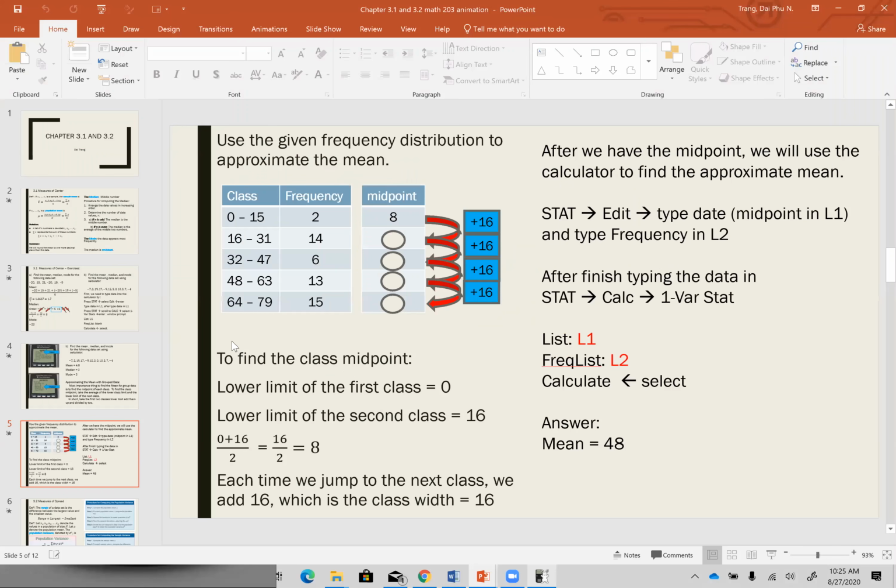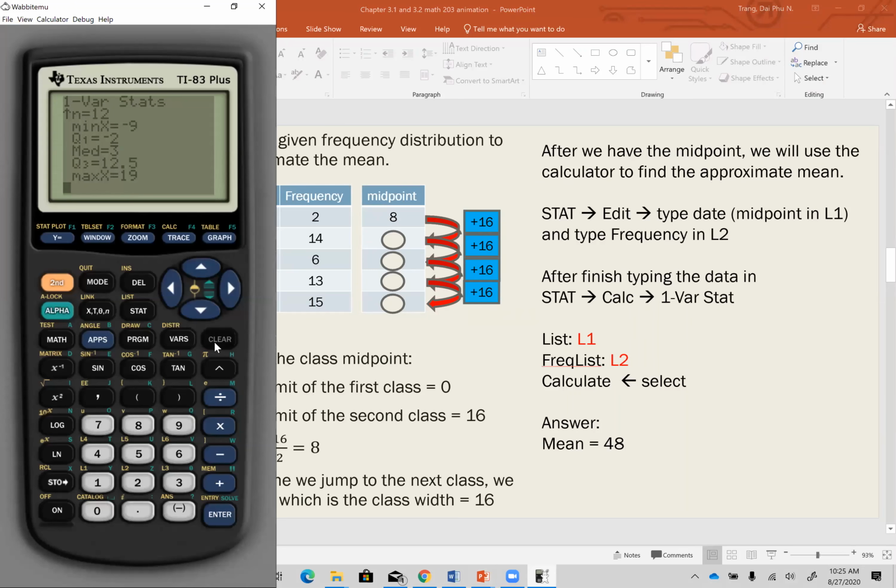And again, once you have this, everything should be the same. If you have this data, let's take a look at this item here. Let me clear this. One thing, ladies and gentlemen: for L1, right now your L1 should have something in it, which is the previous problem.